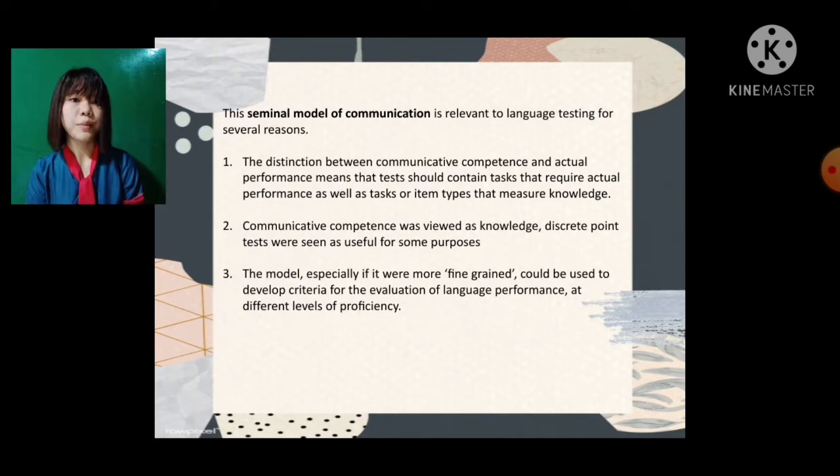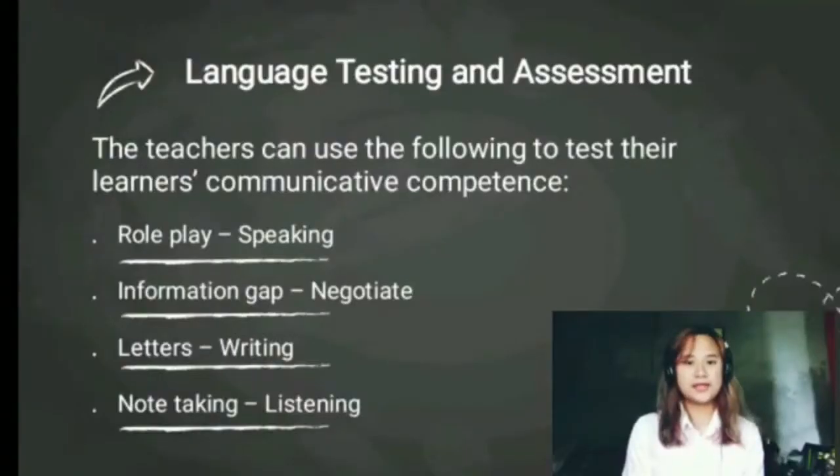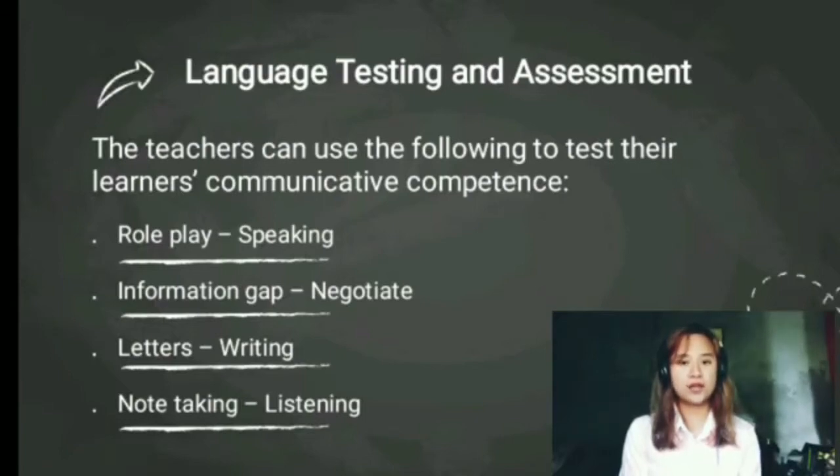Second, communicative competence was viewed as knowledge. Discrete point tests were seen as useful for some purposes. And lastly, the model, especially if it were more fine-grained, could be used to develop criteria for the evaluation of language performance at different levels of proficiency. Despite the simplicity of the model of Canale and Swain, this model has dominated the fields of second and foreign language acquisition and language testing for more than a decade.